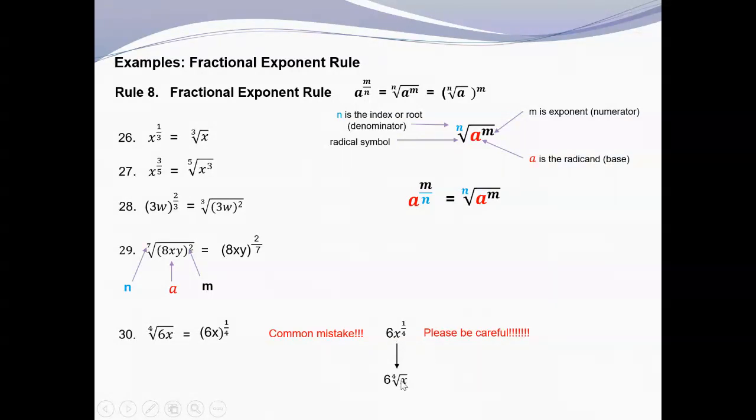This is equivalent to this right here. You see, because the base here, the x to the 1/4 power, only the x will be the radicand. The 6 has nothing to do with the 1/4. That's why these two are not the same. That's why, please be careful.